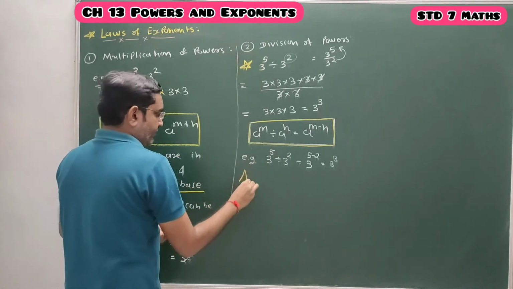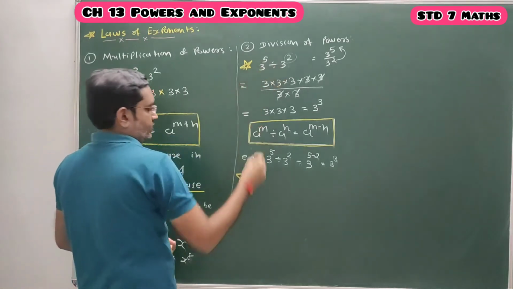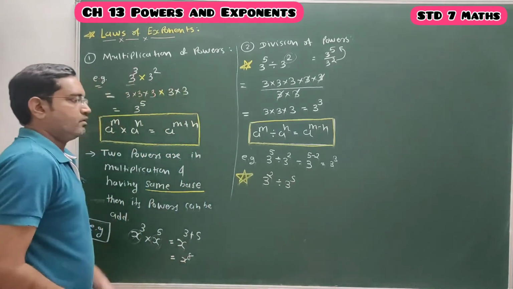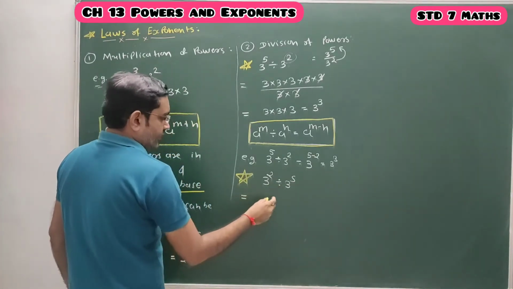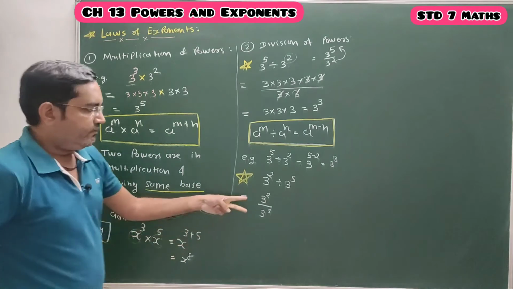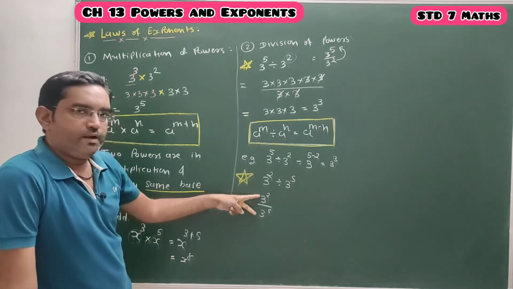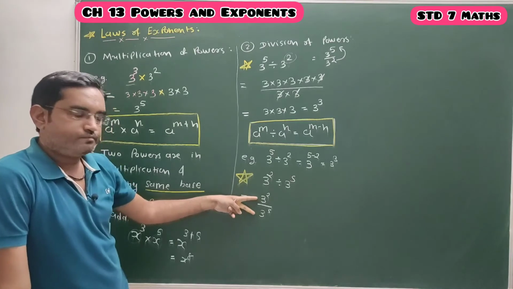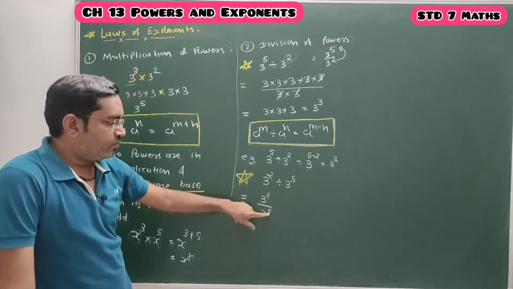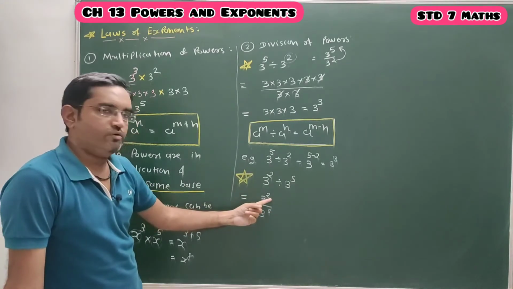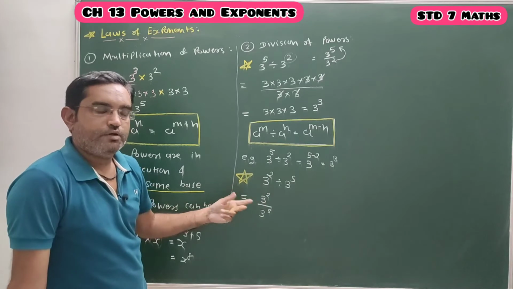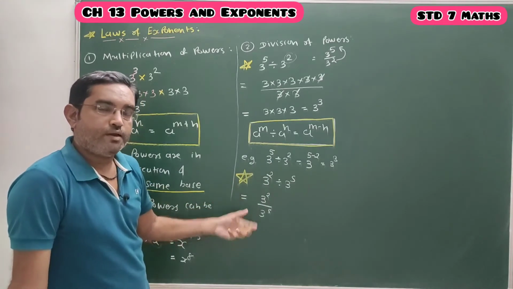For example, if we are given 3 square divided by 3 raised to 5, what is the meaning of this? Here you can see that these two powers are in division, the bases are equal, the power of the numerator is 2 and the power of the denominator is 5. The power of the denominator is greater than the power of the numerator. So in this case we have to perform subtraction in the denominator.